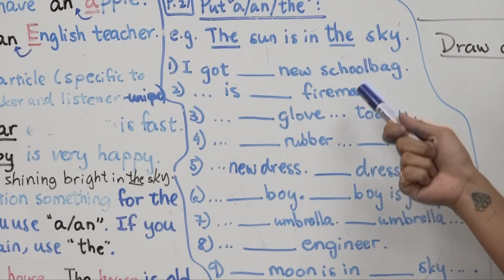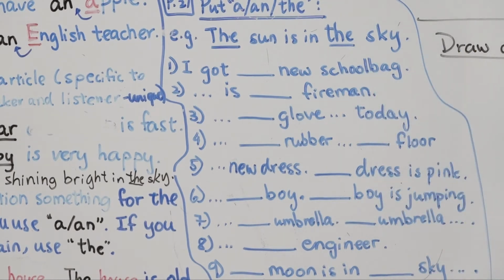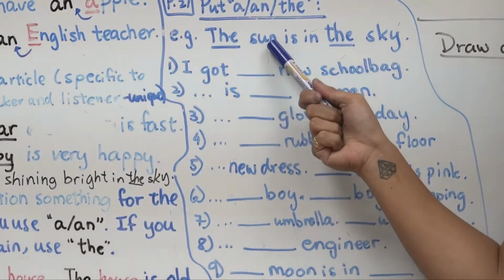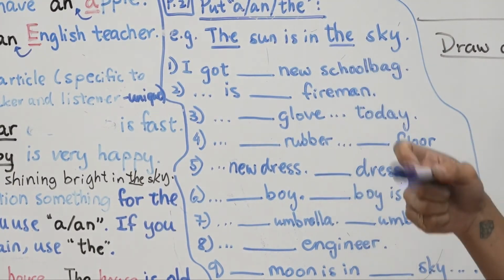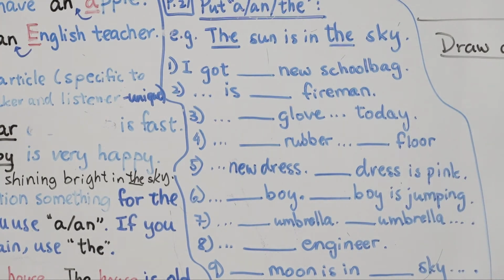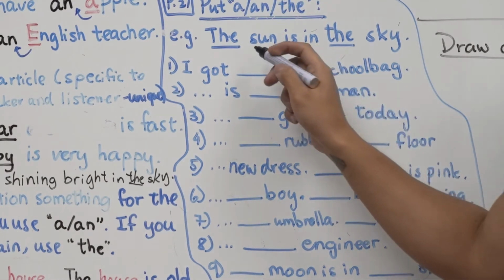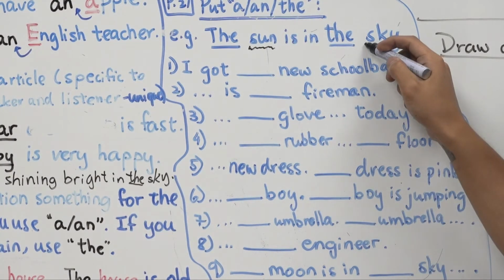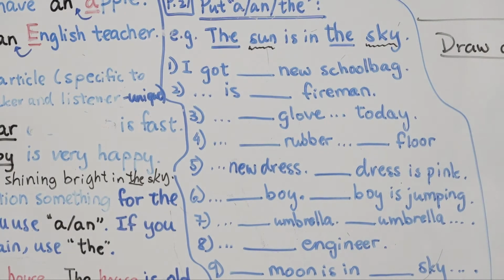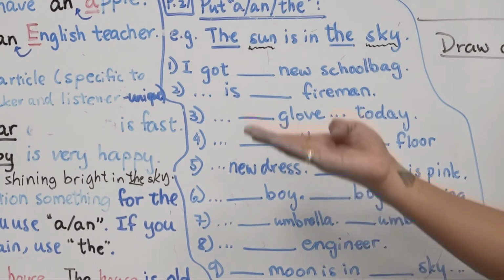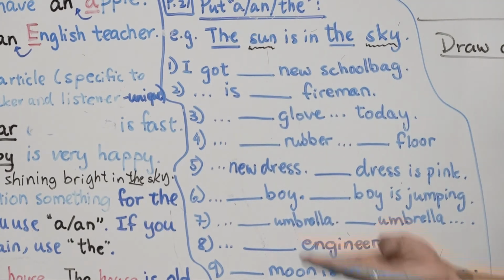Simple. We have to take a look at the noun that follows after the blank lines or the supposed articles, okay? Let's take a look at the example. The sun is in the sky. Here we have the sun is in the sky. Now, even if I am in Hong Kong and maybe you are in Japan and I tell you, oh, the sun is in the sky, do you know which sun I'm talking about? Of course, because the sun is very unique. It is just one sun.